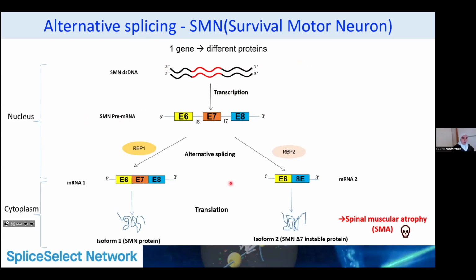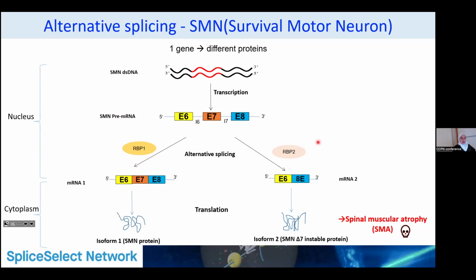Then, during the alternative splicing, depending on which protein will intervene, RBP1 or RBP2, RBP is for RNA binding proteins, you will have either this transcript, mRNA1, with the removal of only the introns, and you get exons 6, 7, and 8, and a normal physiological protein with a normal effect.